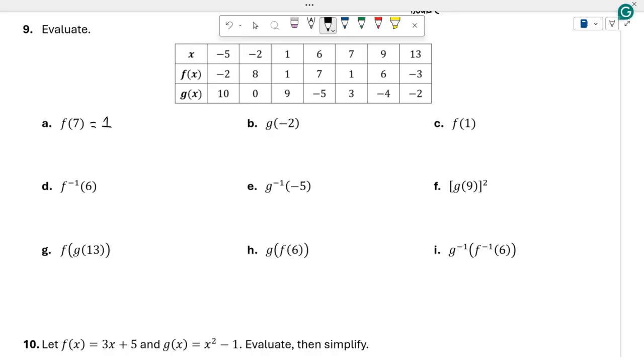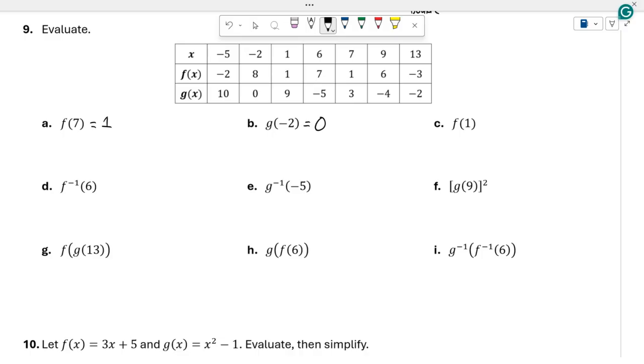9b is asking what is the result when we take a -2 and plug it into the g function. So we're taking -2, plugging it into the g function, and the result is 0.